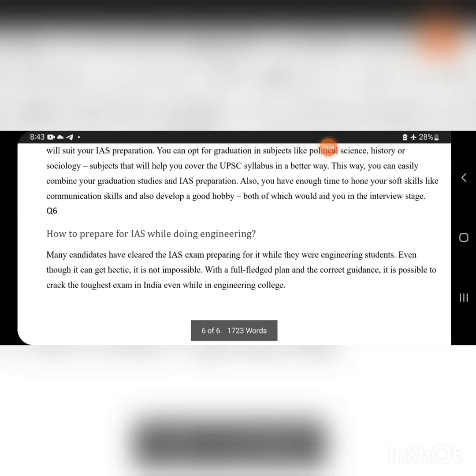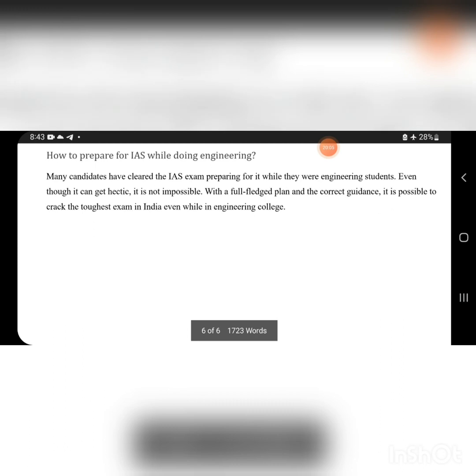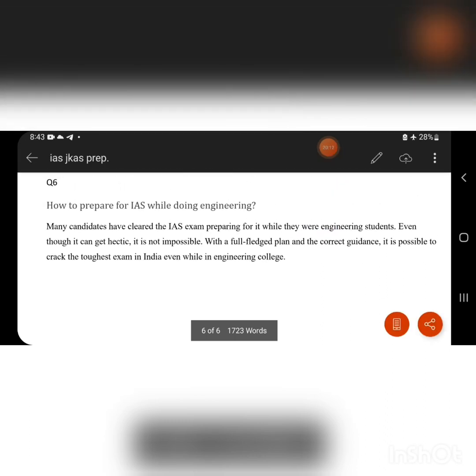Question number six we have, how to prepare for IAS while doing engineering. Many candidates have cleared the IAS exam preparing for it while they were engineering students. Even though it can get hectic, it is not impossible. With a full-fledged plan and the correct guidance, it is possible to crack the toughest exam in India even while in engineering college.